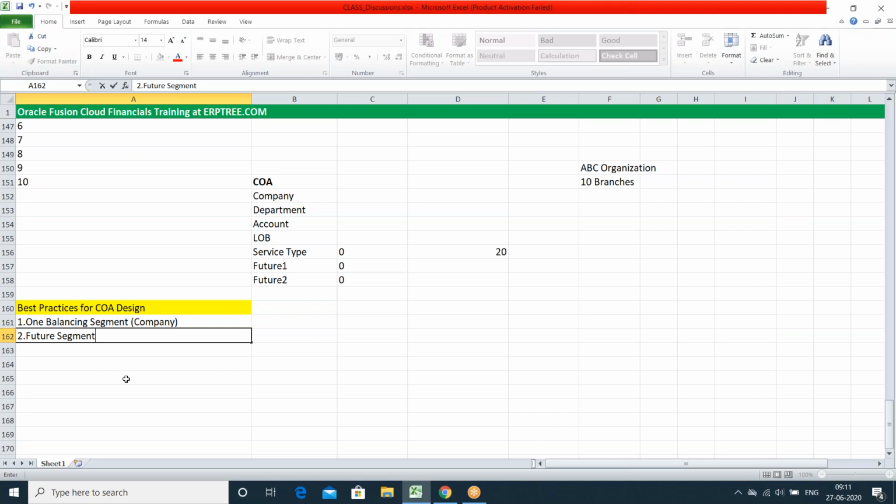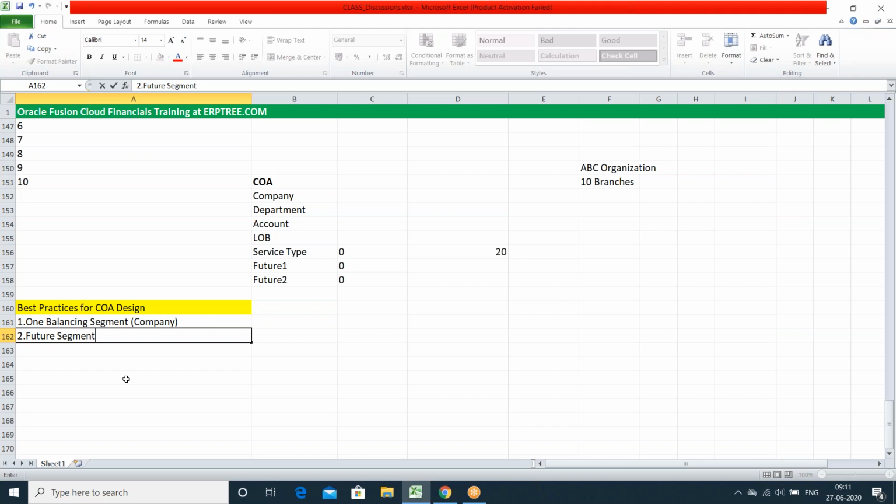So if there are no future segments in the chart of accounts, and a client requires one more segment in the future, that needs to be done as a separate project, which we call redesigning the chart of accounts. It's not a small task. It should be done as a separate chart of accounts redesign activity. Again you have to invest time, and resources have to work on it. Many things need to be taken care of. So as a best practice, we have to suggest future segments.